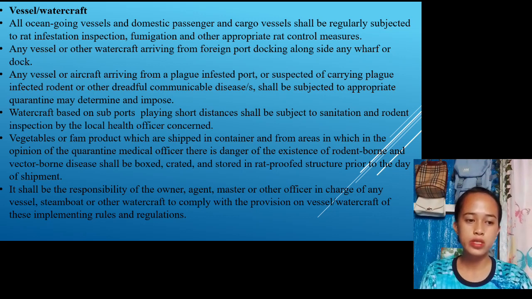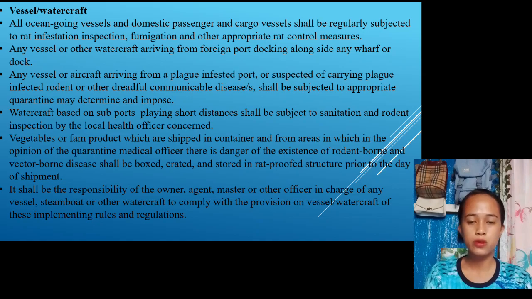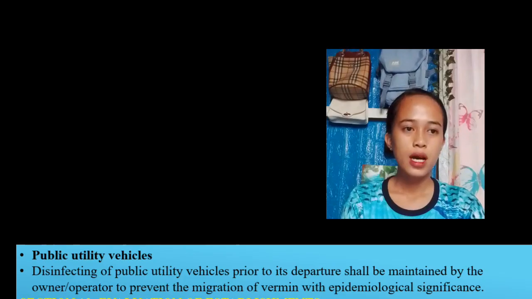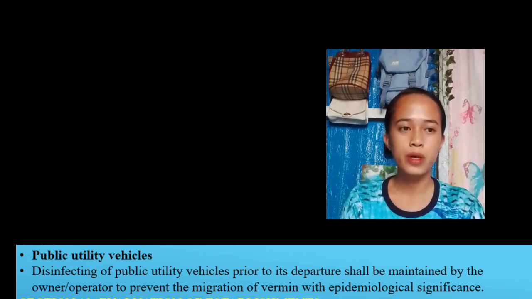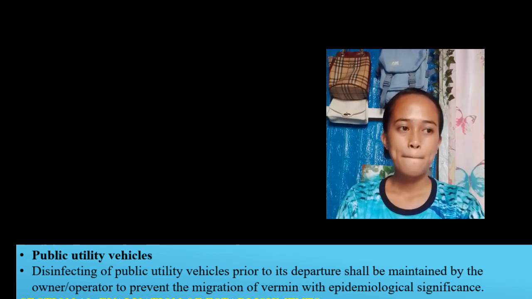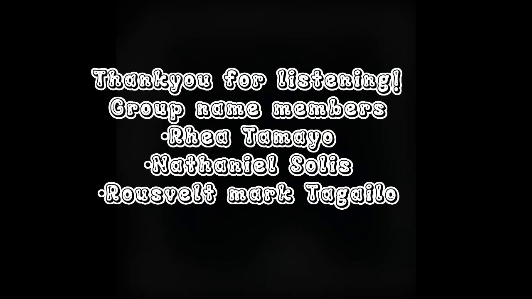It shall be the responsibility of the owner, agent, master, or other officer in charge of any vessel, steamboat, or other watercraft to comply with the provisions on vessels and watercraft of these implementing rules and regulations. Lastly, public utility vehicles. Disinfecting of public utility vehicles prior to their departures shall be maintained by the owner or the operator to prevent the migration of vermin of epidemiological significance. Thank you for listening and have a nice day.